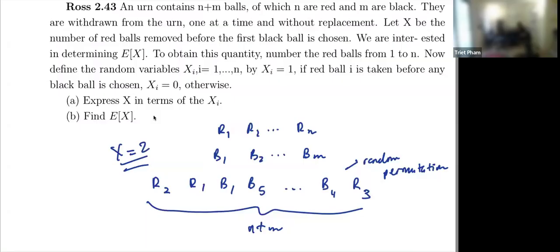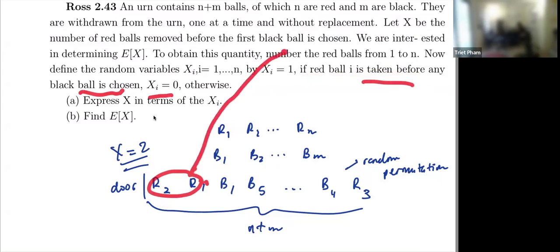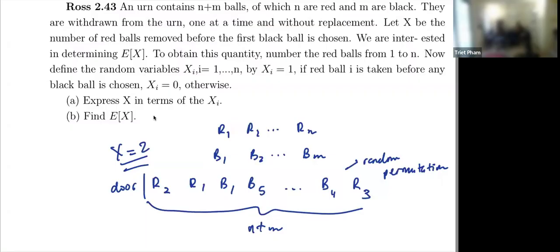You see the way you count it: if you just let these balls march out like that, as if through doors, then you look at the red balls, and exactly the ones taken before any black ball is chosen will be the number of reds withdrawn before the first black. So my picture is just re-illustrating the idea of the problem. Any question here?